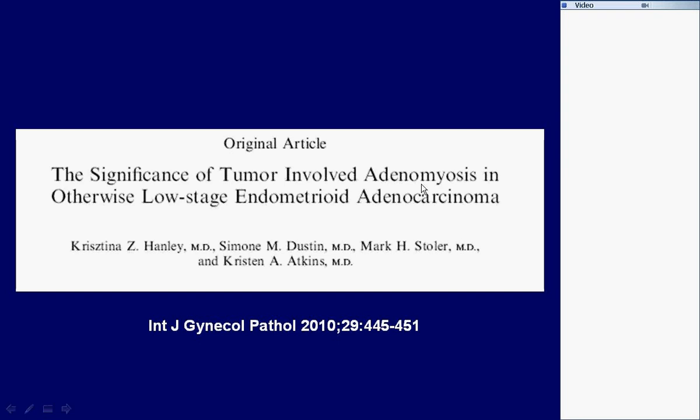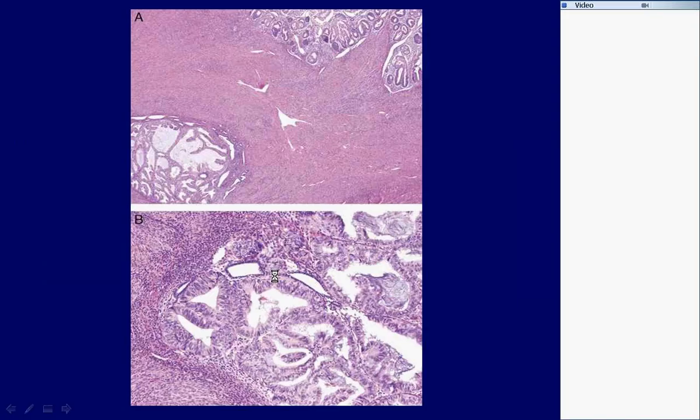The significance of tumor involvement has recently been addressed in the September issue of International Journal of Gynecologic Pathology from Mark Soslow's group.